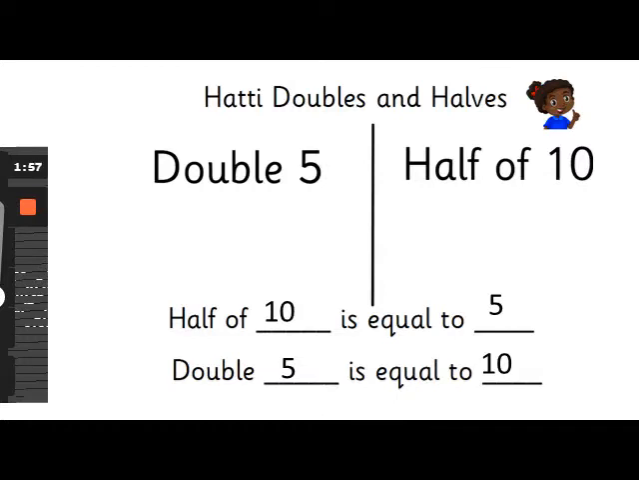Let's say those sentences to ourselves. Double 5 is equal to 10. Half of 10 is equal to 5. Pause the video and say those sentences to yourself. Brilliant, and now let's say it all together. Double 5 is equal to 10. Half of 10 is equal to 5.